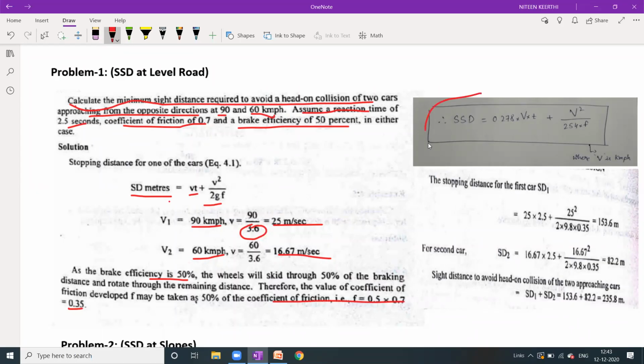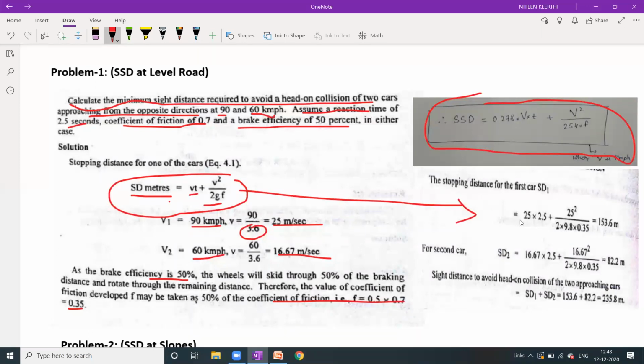So SSD, or else you can use this equation also, stopping sight distance in terms of v in kmph. Coming to the formula, stopping sight distance with v in meter per second: 25 into 2.5, the reaction time, plus 25 square in the numerator divided by 2 into g, 9.81, and f is 0.35. Though it has been given 0.7, since the 50% brake efficiency condition has been mentioned, I'm taking 0.35.